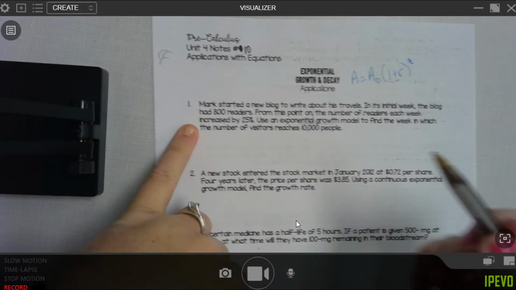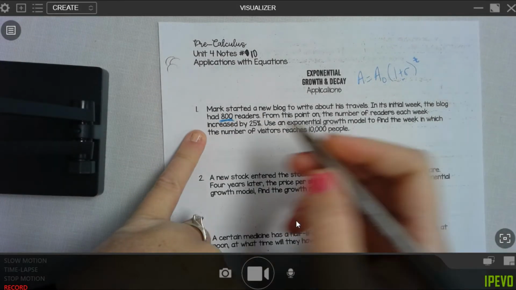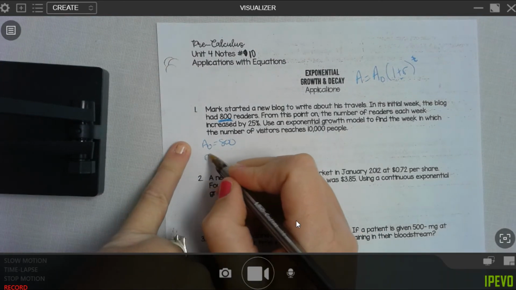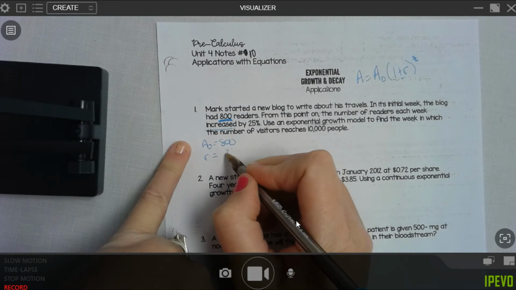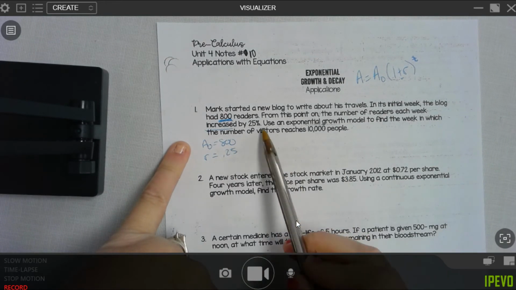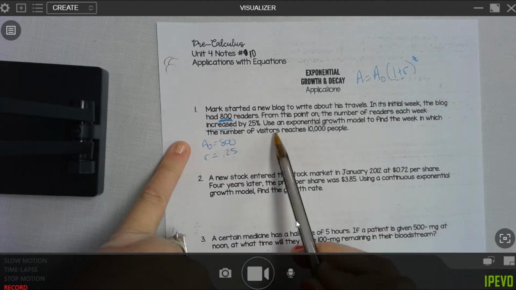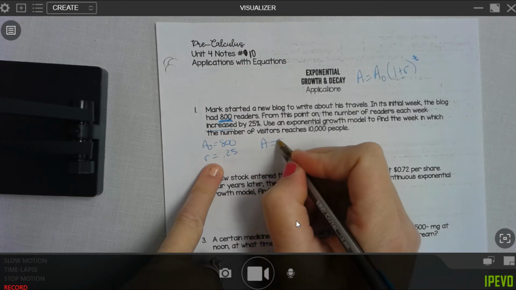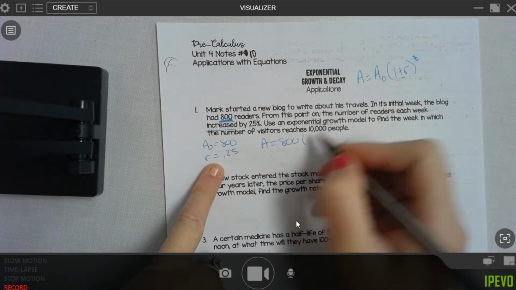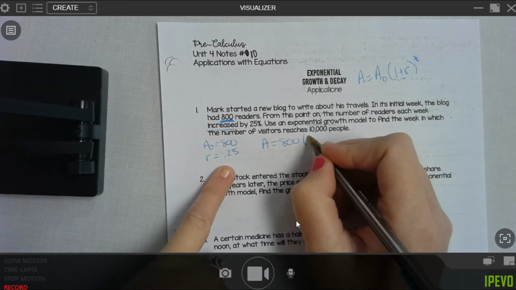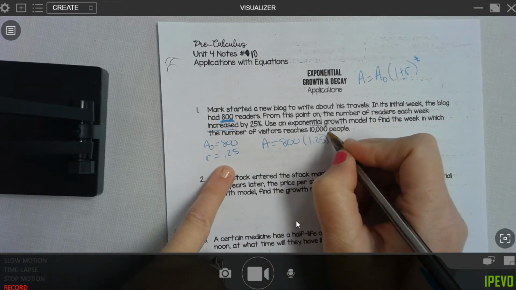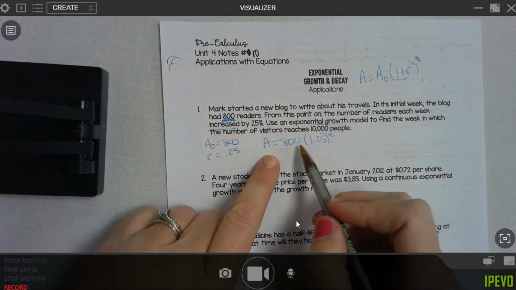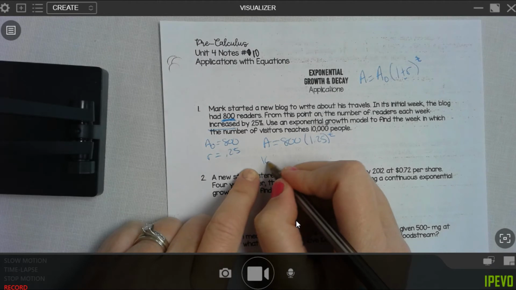Okay, so hopefully you read it, and it tells you that your initial readers is 800. So my A0 is 800. And then I have a rate. It's going to increase, so it's a positive 0.25. And then we want to use an exponential model to find in which week we reach 10,000. So I have an end amount. For the initial, I'm using this right here, 800 times 1 plus 0.25 up to some time. We don't know the time, so I'm just going to put a T there. And so that's the model. And now we want to know when this will reach 10,000.